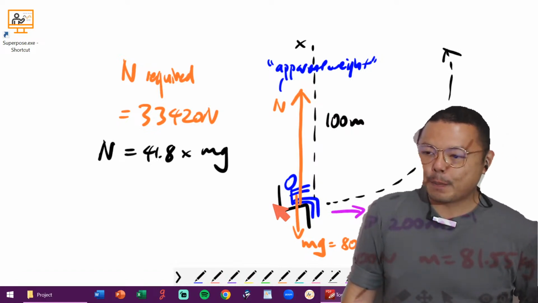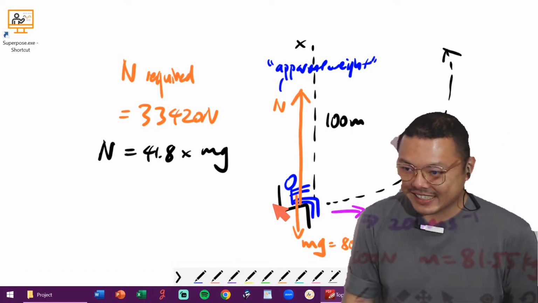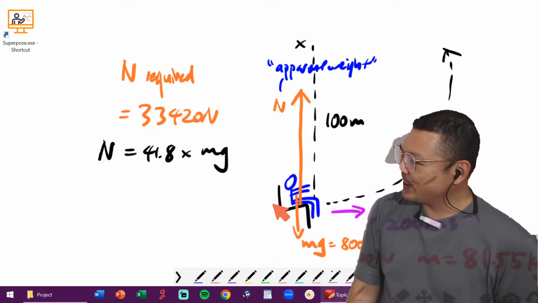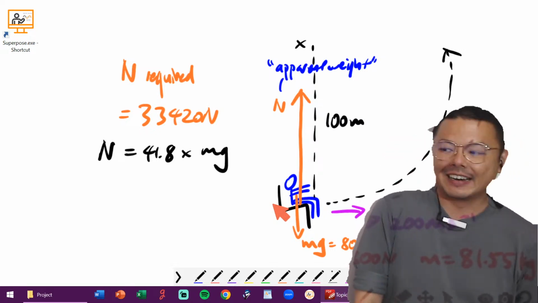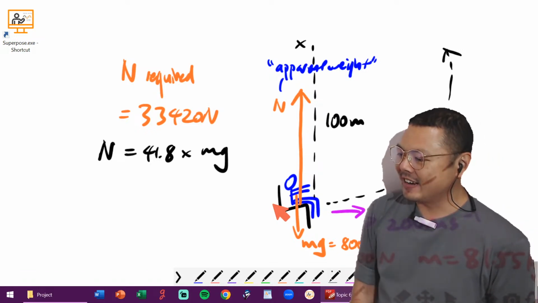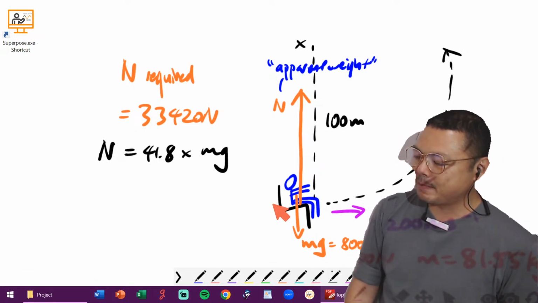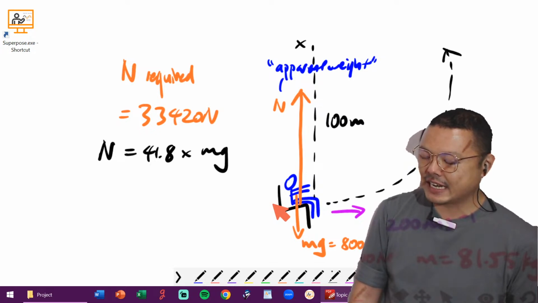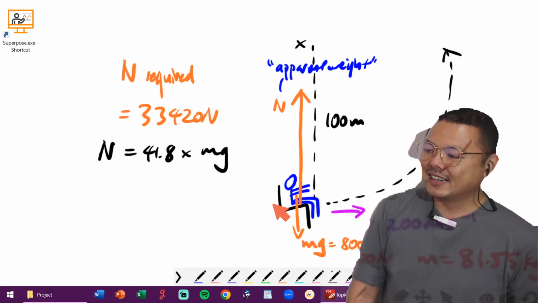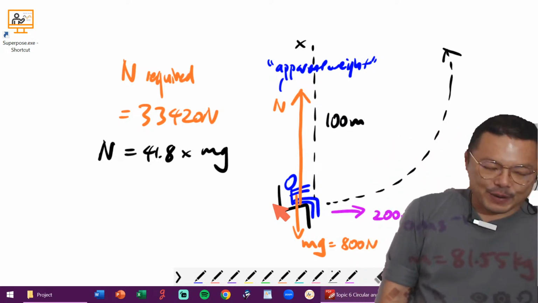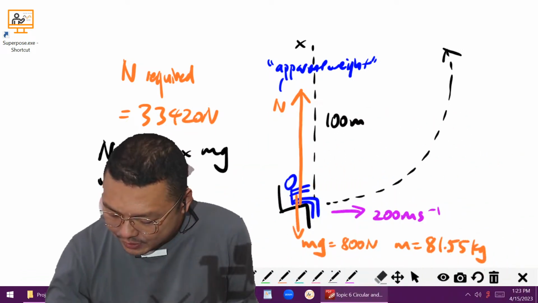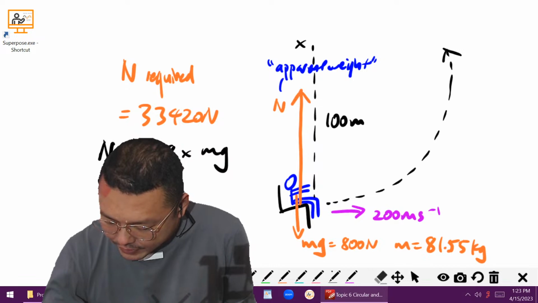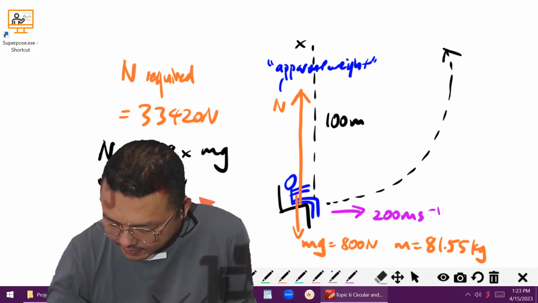Most people will pass out at 9 Gs. So if it's 41.8 mg, this guy is probably dead, right? Like fighter jet pilots, at their best training, they can withstand 9 Gs, but if it's 41.8 Gs, that's off. All right. So the trick here is to understand what it means.